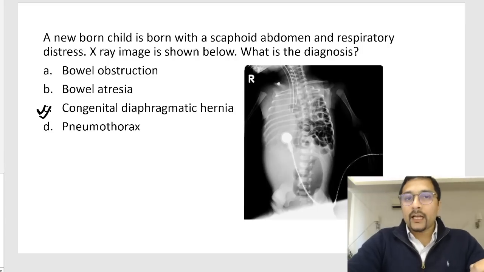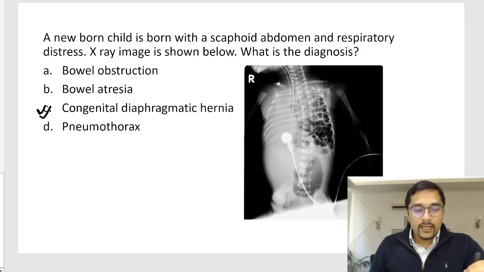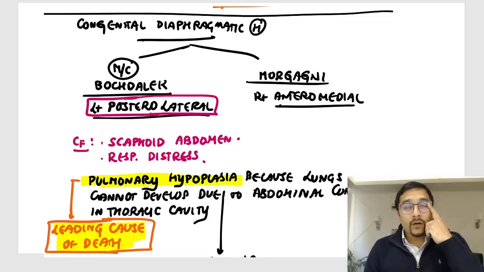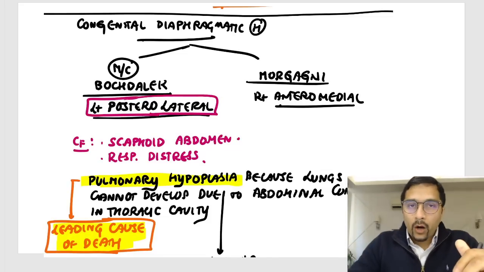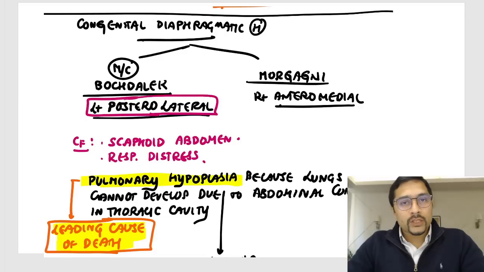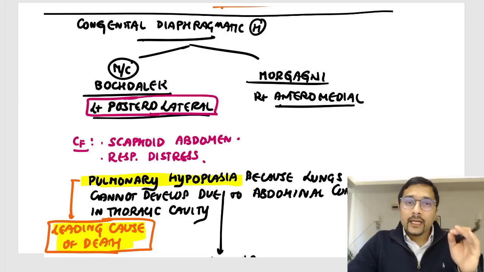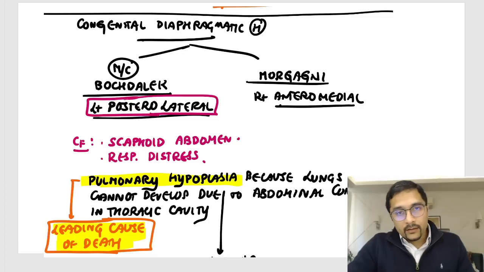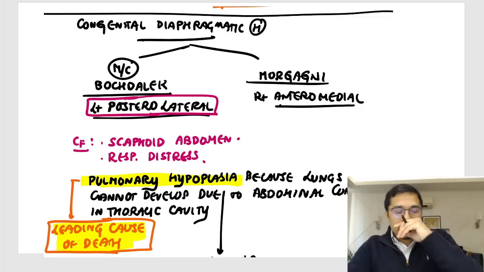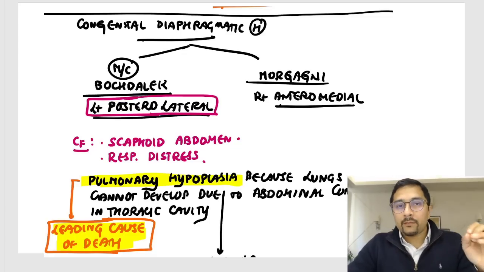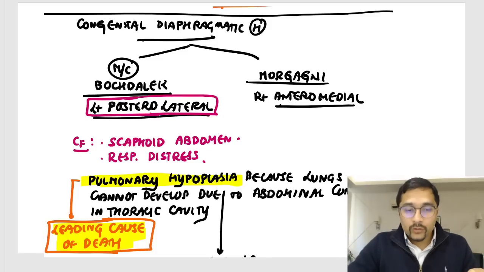This is congenital diaphragmatic hernia, which is also very important. And in the previous video, I told you the most common type of congenital diaphragmatic hernia is Bochdalek hernia, which is left posterolateral. Morgagni, on the other hand, is right anteromedial, right? Patient usually dies because of pulmonary hypoplasia. That is the leading cause of death in these children.